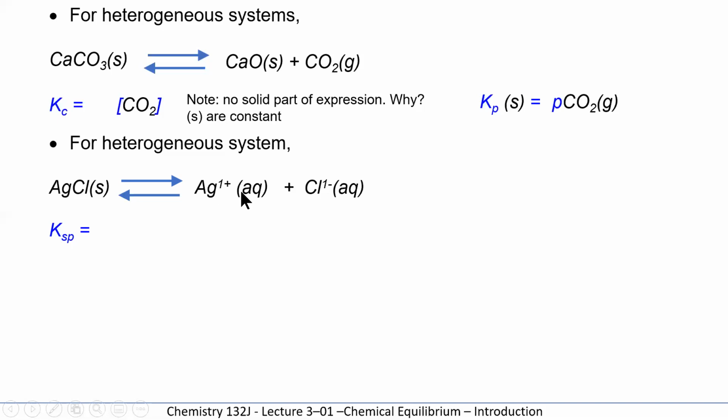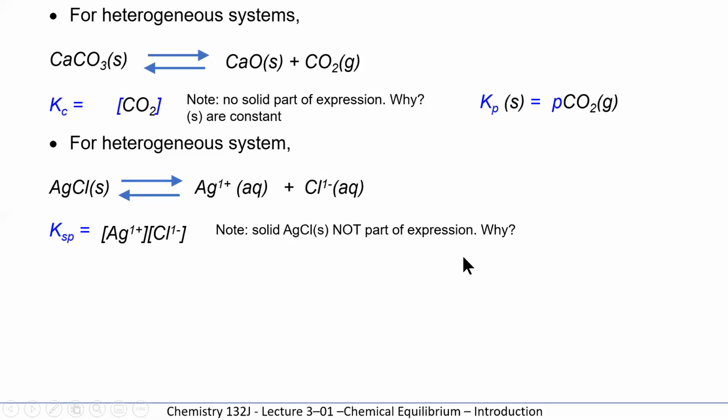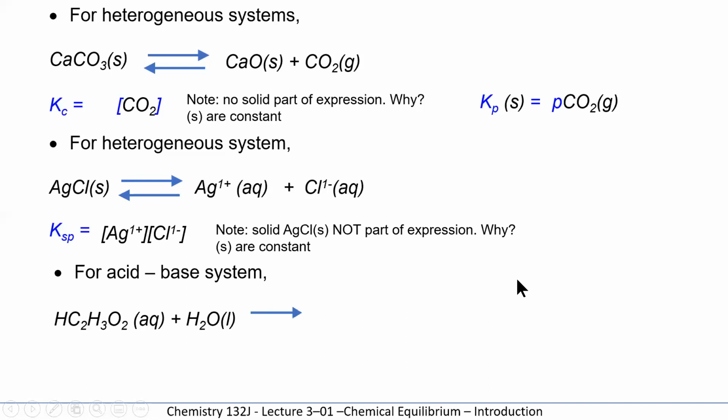Because there's a solid on the left-hand side, it is a constant. It doesn't change. So the equilibrium constant Ksp is only equal to the concentration of silver times the concentration of chloride ion. Now, in the event it was something like, let's say it was a 2+ ion here, then the ratio would be 2 to 1, and there would be a square term in the Ksp formula. So now for an acid-base system, again, we can come up with an equilibrium. In this case, it will be the concentration of hydronium ion times the concentration of acetate ion divided by the concentration of acetic acid, HC2H3O2.